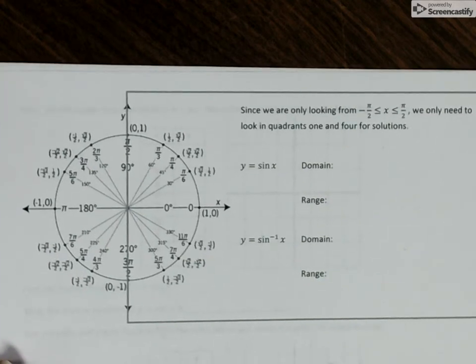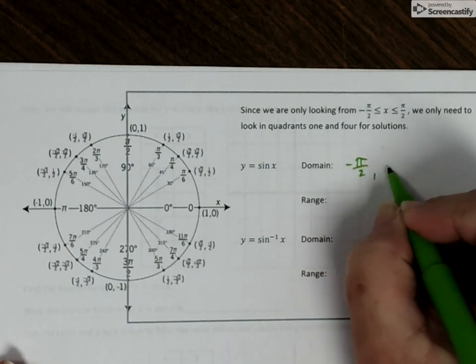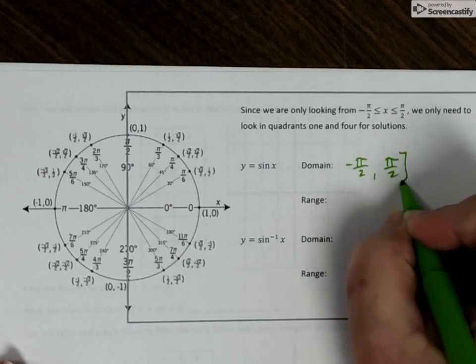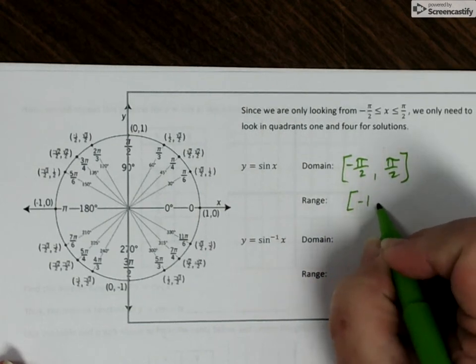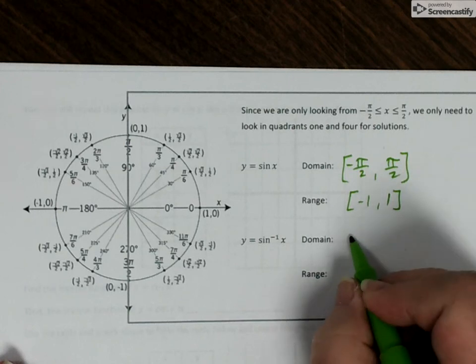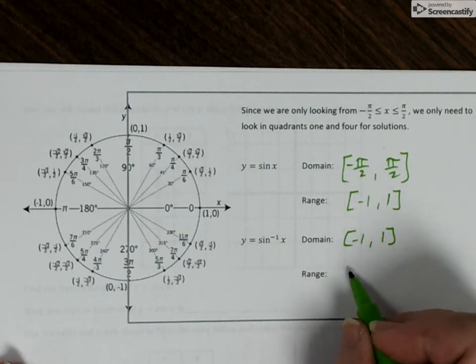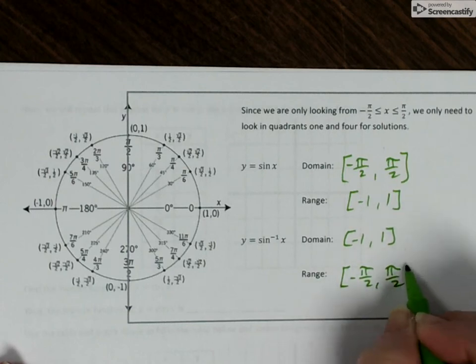So we are going to restrict our domain to negative pi over 2 to pi over 2 with a range of negative 1 to 1. And the inverse sine would be from negative 1 to 1, because those are the values we're going to use, to negative pi over 2 to pi over 2 for the range.